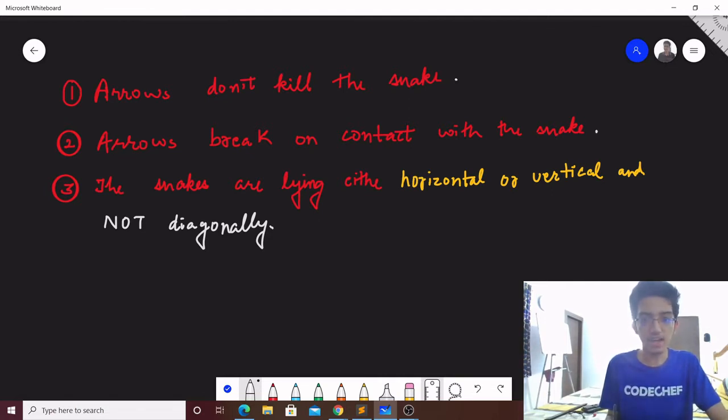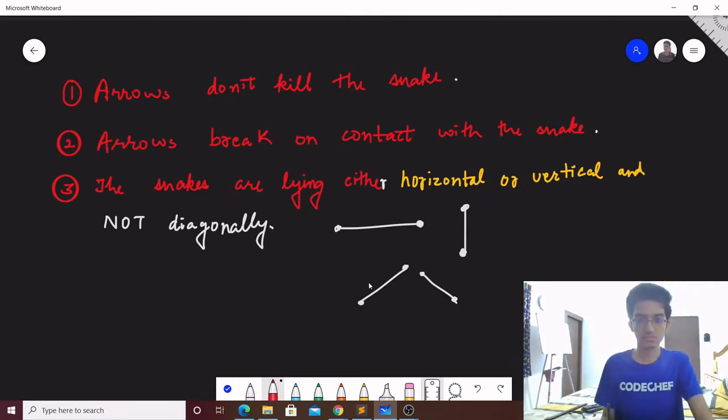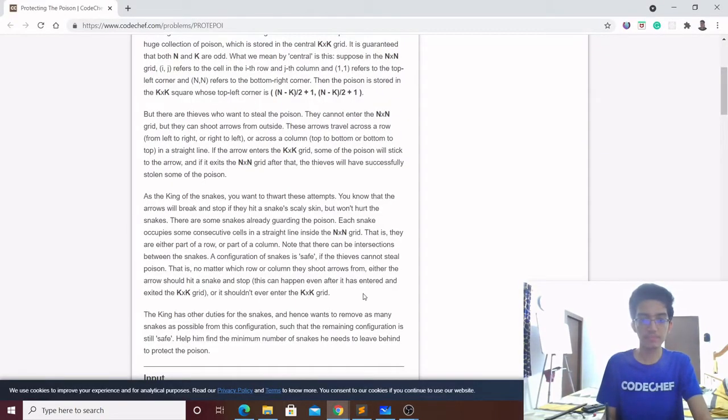And the snakes are lying either horizontally or vertically and not diagonally. That is, they're either lying like this, or like this, but not this. This is important. Okay, so now that we know the arrangement of snakes, let's move on to the problem description.